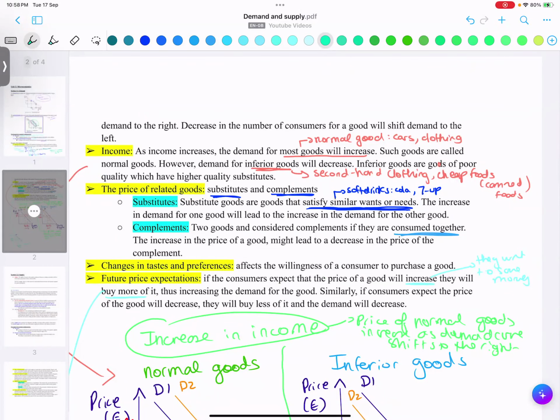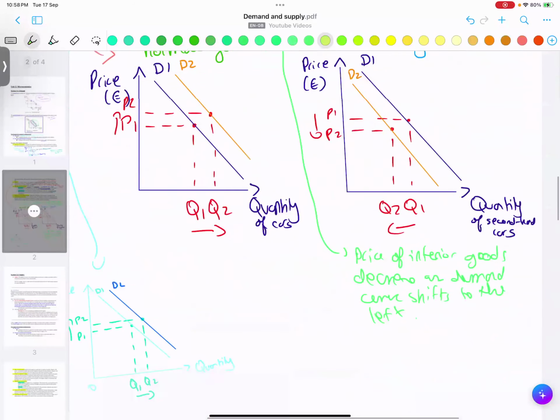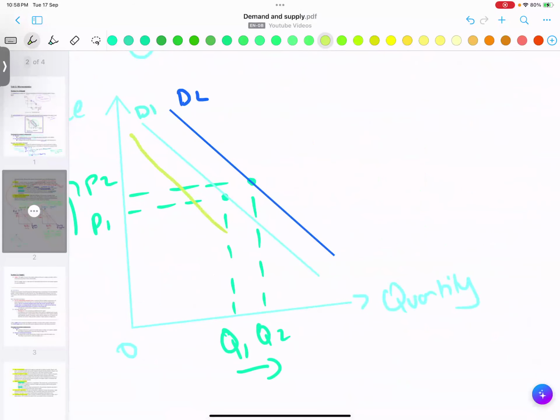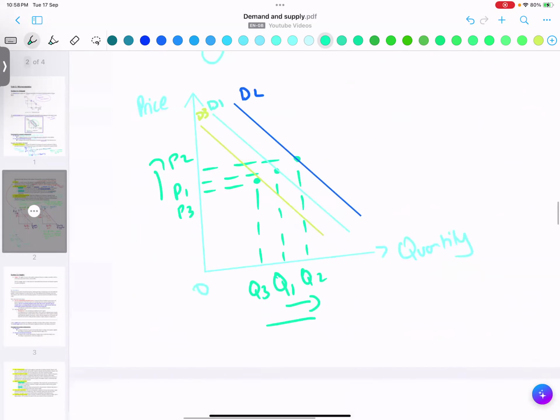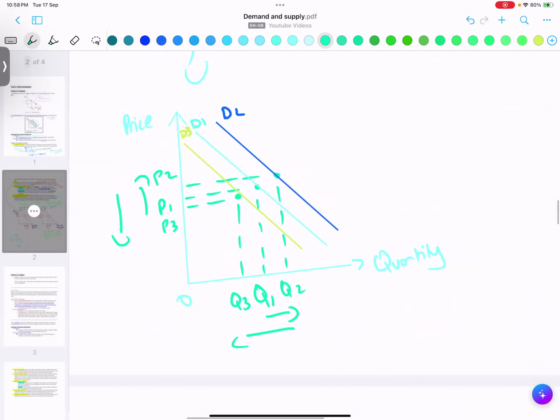Similarly, if consumers expect the price of the good to decrease, they will buy less of it and the demand will decrease. So the demand curve will shift to the left, and the quantity will end up decreasing, and so will the price. So P3, Q3, and then you have this happening. So this is really it for the price.